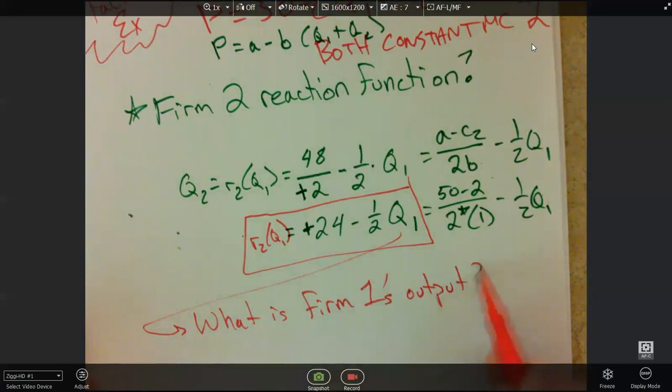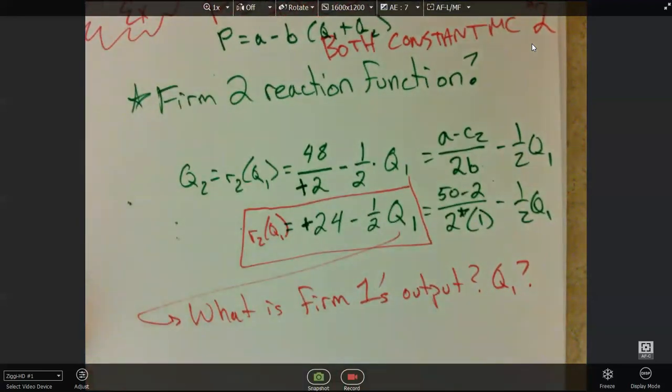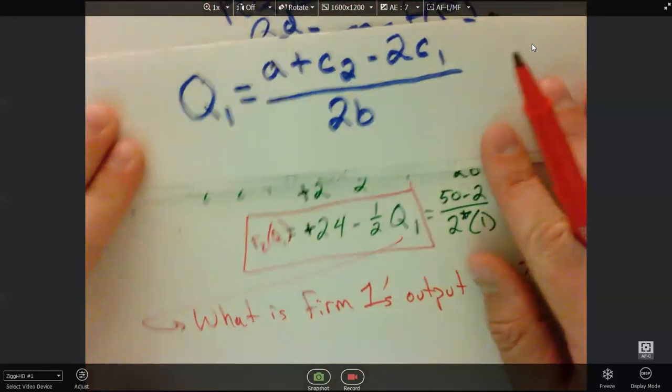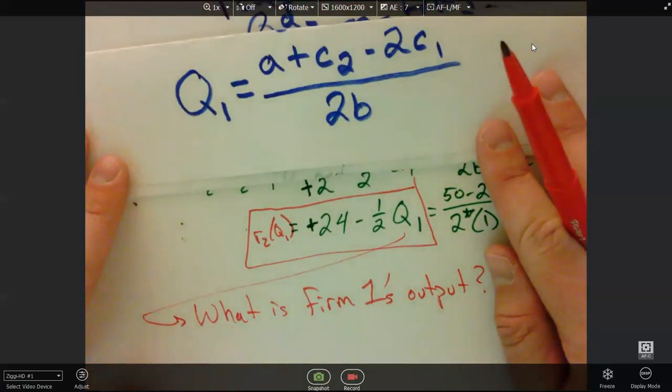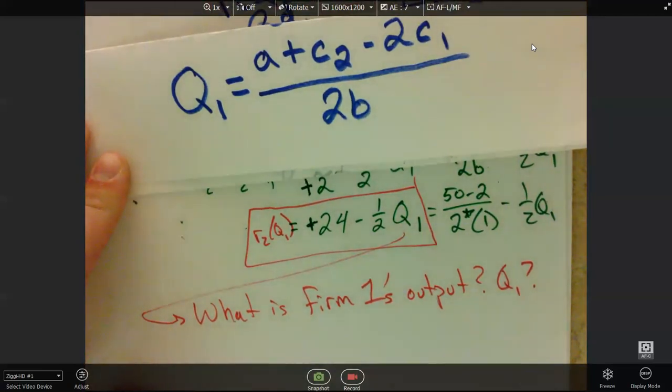What is firm one's output, right? What is Q1? So go ahead and don't ruin it. We need a surprise for everyone, otherwise they're not motivated. They're at the edge of their seats. All right, this is our formula for Q1. So go ahead. I will freeze the screen and solve it, and we will unfreeze in a minute.